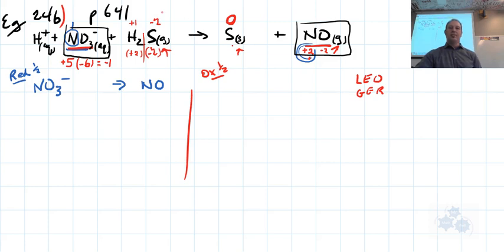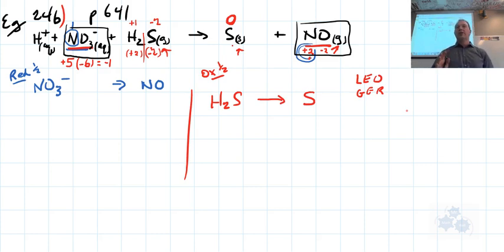So that has lost electrons. H2S has to stay as H2S because it's a gas. It's not aqueous, right? We'll just leave it as H2S. And then over here, this is just going to be S as a solid.